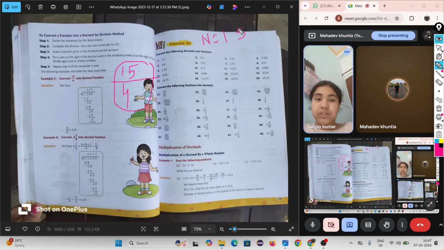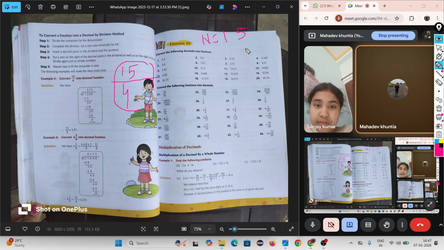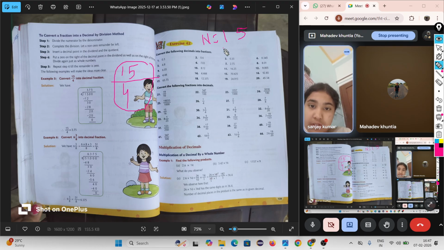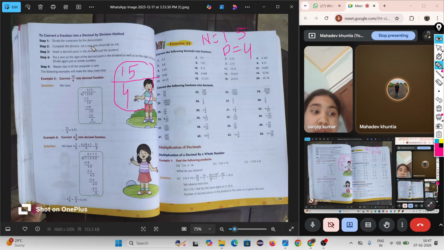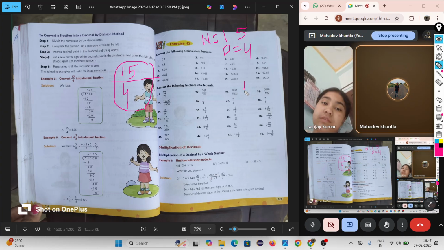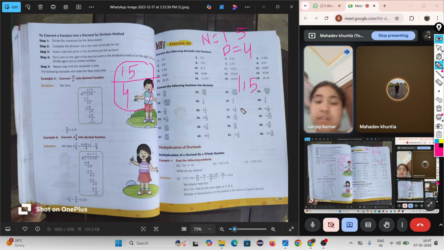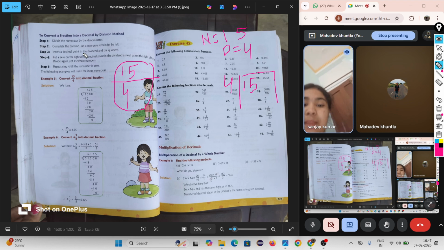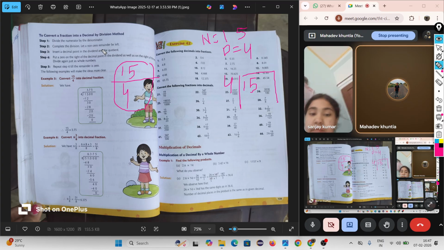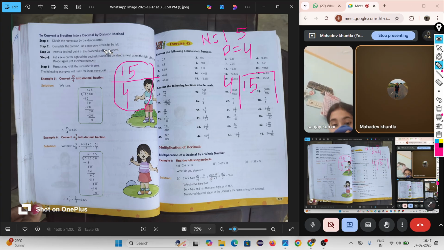In 15 upon 4, numerator is 15, right? Yes. Denominator is 4. Okay, look at the step. Divide the numerator by the denominator. First you have to divide the numerator by the denominator. Complete the division until a zero remainder is left. You have to divide until you are getting a zero remainder.